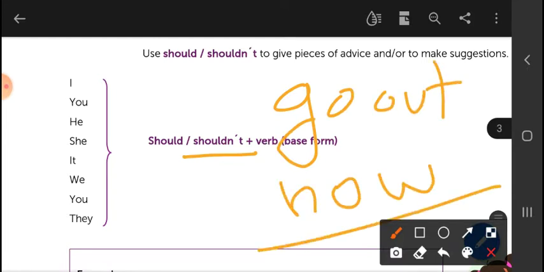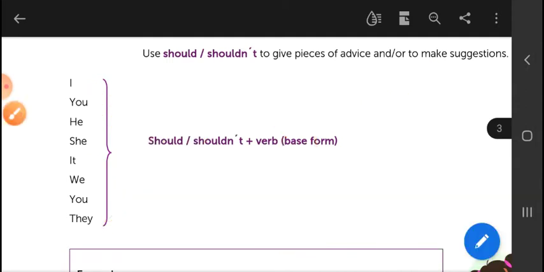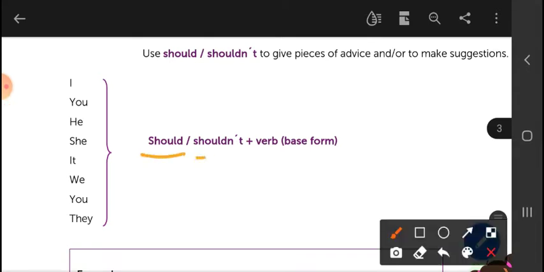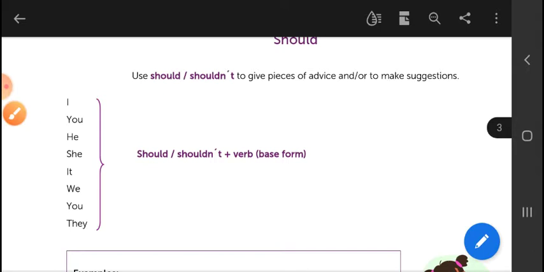No debe salir ahora. I shouldn't go out now. No debo salir ahora. You shouldn't go out now. He shouldn't go out now. She shouldn't go out now. It shouldn't go out now. We shouldn't go out now. You shouldn't go out now. And they shouldn't go out now. Listen. Should, shouldn't. Okay? And that's basically how you make suggestions.